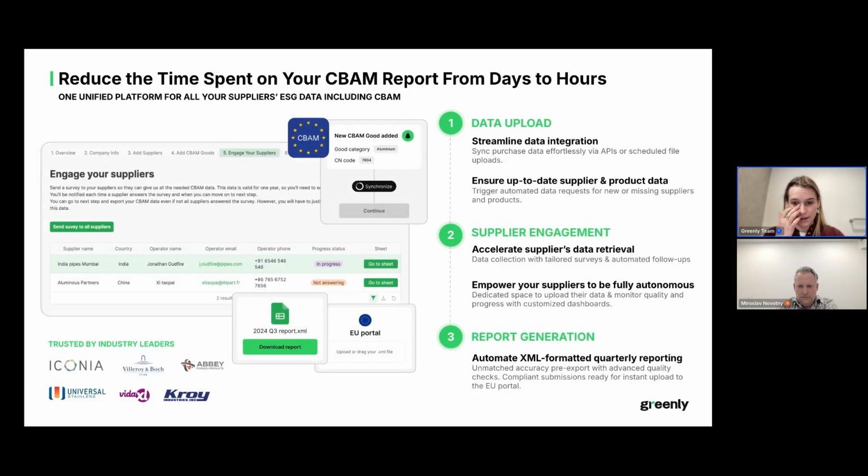And once the data is collected and validated, the next challenge is ensuring compliance-ready reporting. Our platform generates quarterly CBAM reports in XML format that you can just drag and drop into the EU portal for submission. It also runs advanced quality checks to flag inconsistencies before submission, so that you have an audit-ready export to ensure compliance with EU regulation as well as for audits.